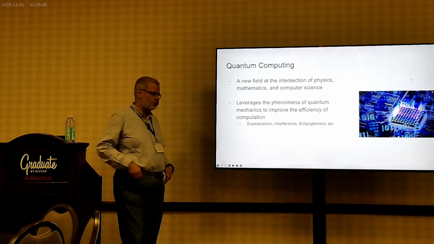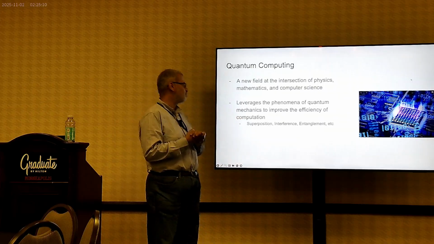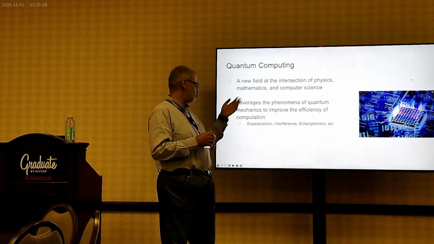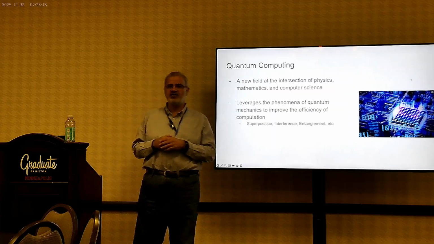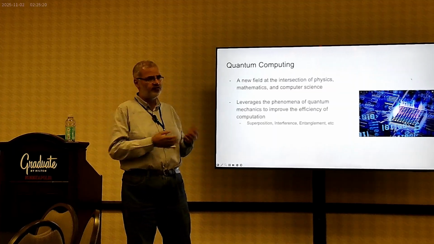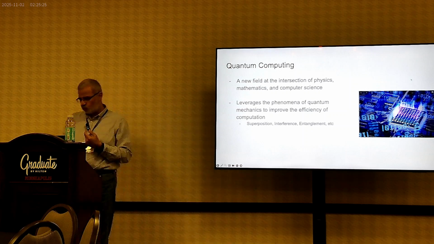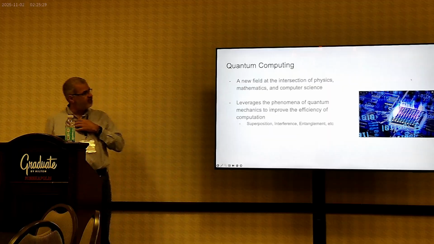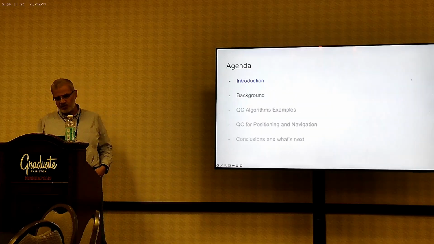So as we said, quantum computing is a field at the intersection of computer science, physics, and mathematics, and it leverages some phenomena from quantum physics like superposition, interference, and entanglement to design efficient algorithms that can solve some of the problems in a much more efficient way compared to their classical counterparts. So in this part of the workshop, we are going to show you some examples of these algorithms.